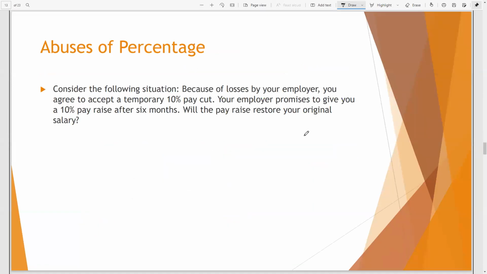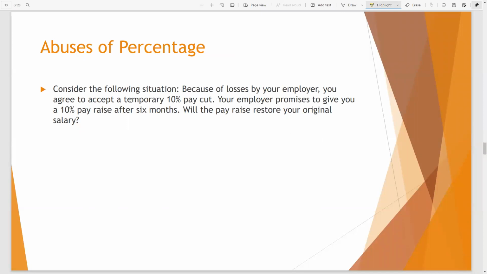Right, then abuses of percentage. We need to be careful when someone tells you about the percentage. Let's see the following case. The situation here is because of losses by the employer.